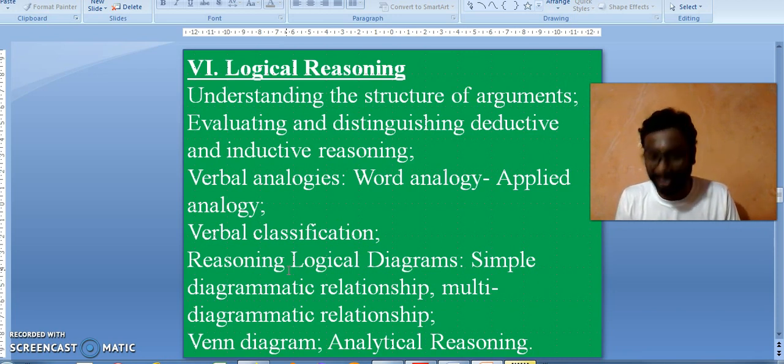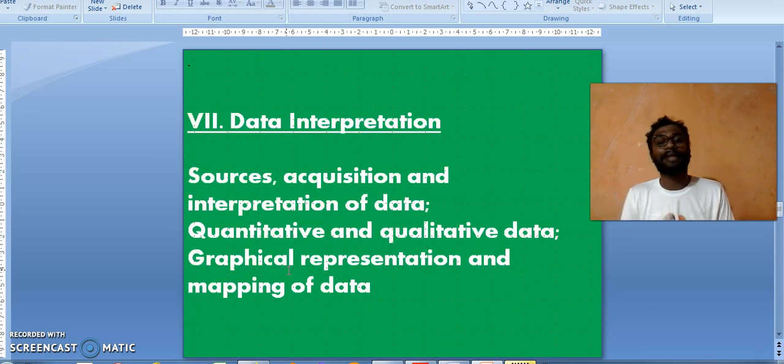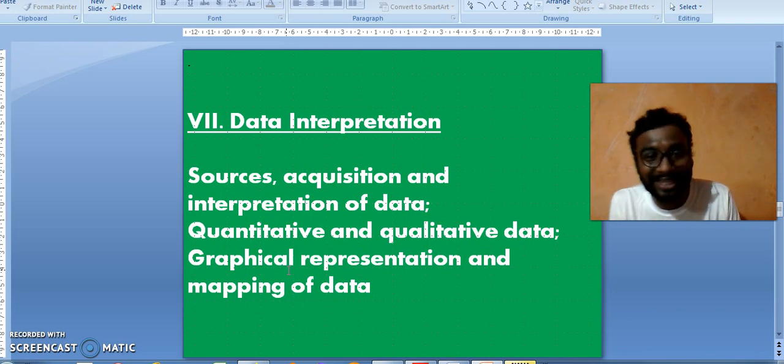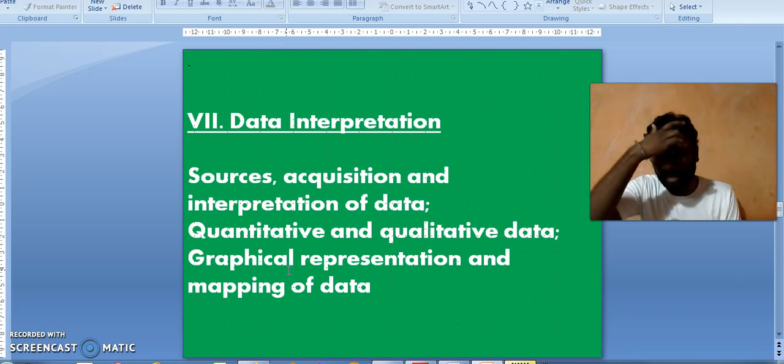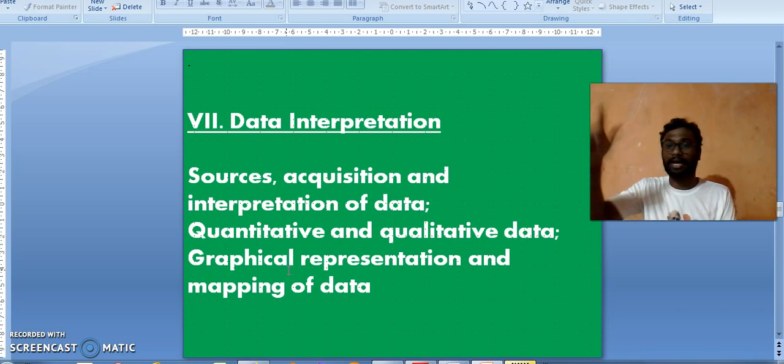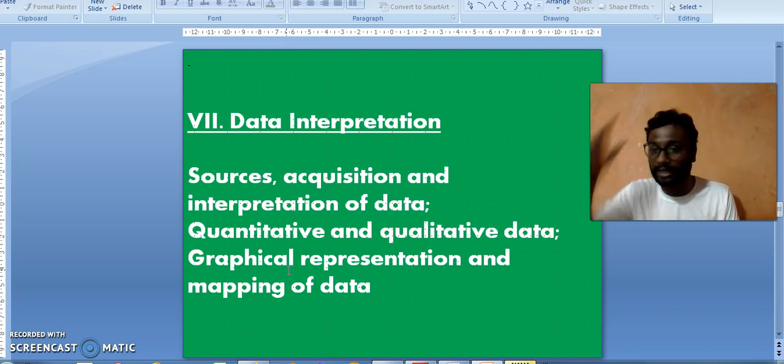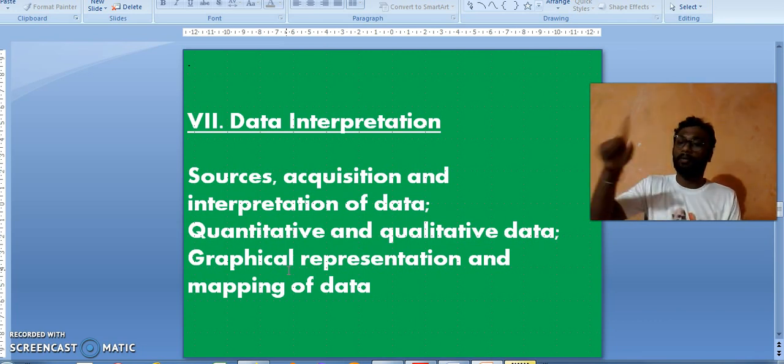You have to be writing all these things. Data interpretation. In the data interpretation, you will find some sources, acquisition and interpretation of data. So you have to find some kind of data. He will be giving you some kind of charts, pie diagrams, bar diagrams, line diagrams, curves.